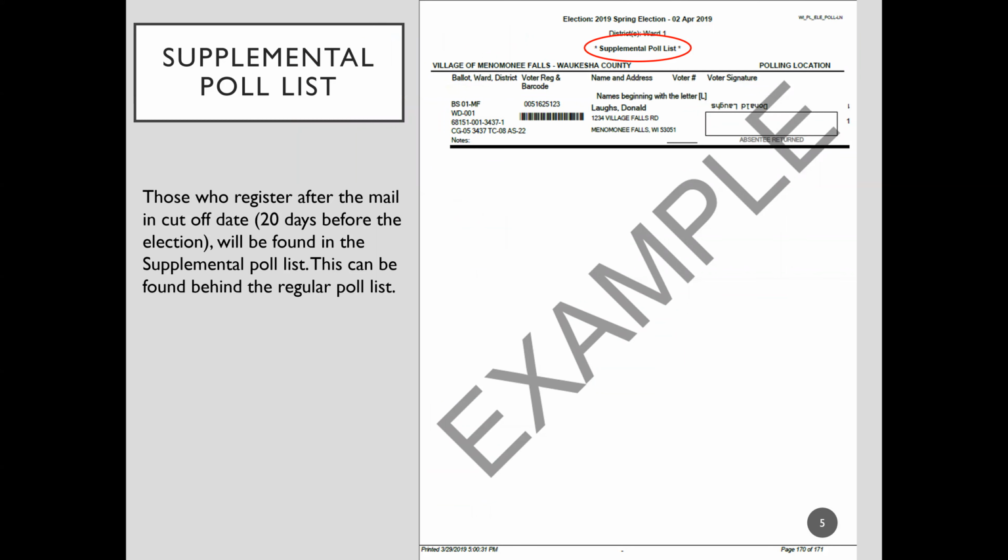Supplemental poll lists. This is going to look exactly like the poll books, but they will be behind the regular poll book. This is only people who registered after the cutoff of 20 days before the election.